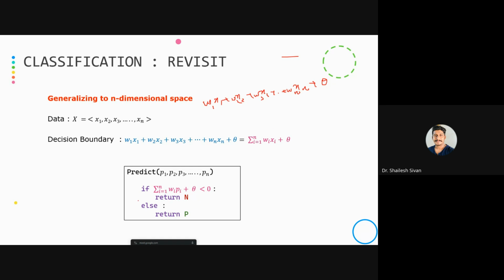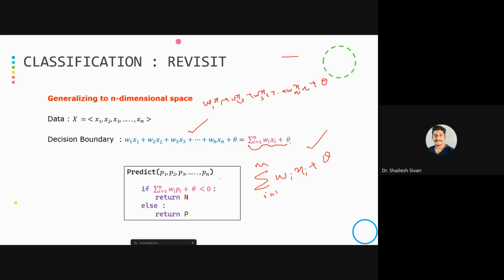So this is the generalized decision boundary in an n-dimensional space, and this is what we call a hyperplane. A linear surface in n-dimensional space is called a hyperplane. And this hyperplane can be represented as the sum of wi xi plus theta, with i equal to 1 to n. Is it clear?